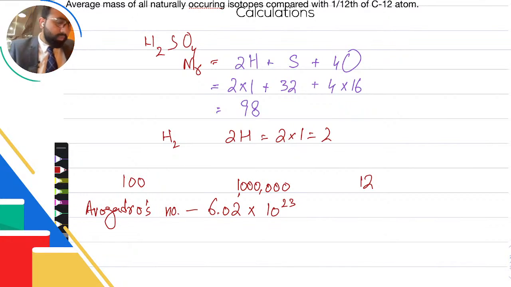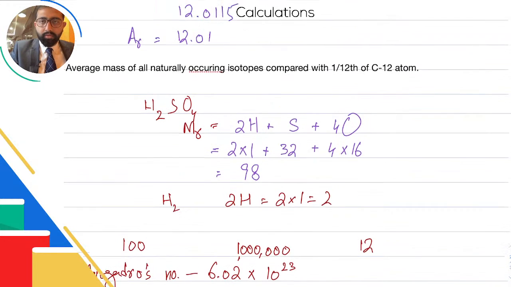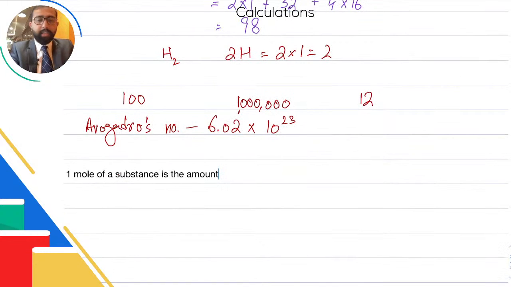And here's the thing. Why do I need mole? You take 1 mole of anything, and you know how to take that, right? You just take MR and that many grams, and that will have exactly Avogadro's number of particles. So what is 1 mole? Let me define it. 1 mole of a substance is the amount with Avogadro's number of particles.